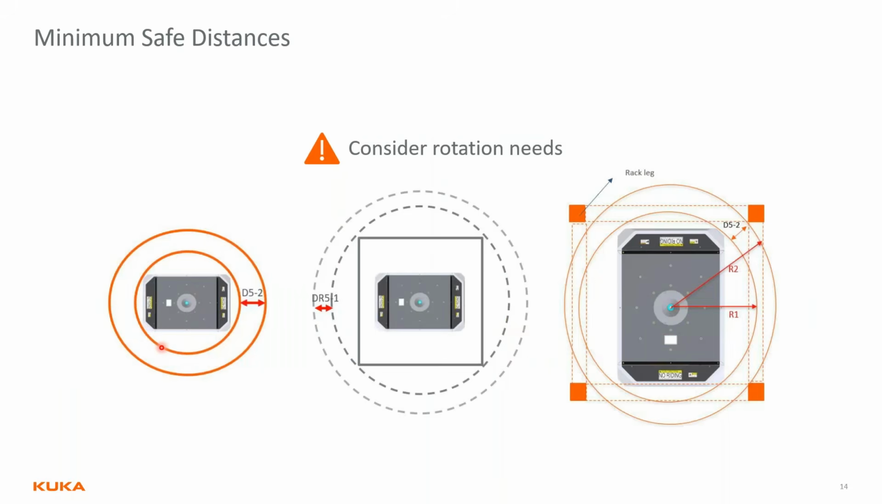You also want to, this is more for racks, consider rotations. So if you want the AMR to rotate under the rack, you want to have some safe distance inside the rack. And I don't show the numbers here, but we have a lot of documents that go over these dimensions in detail and what they should be in each different scenario.